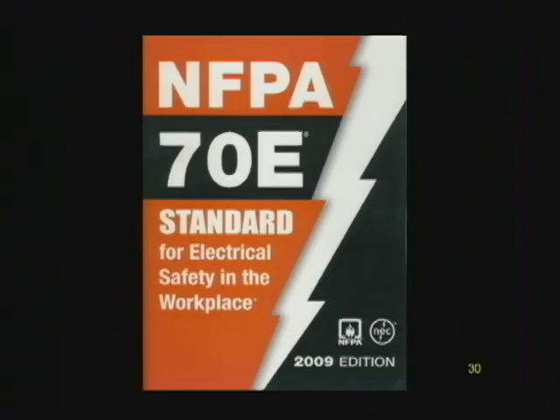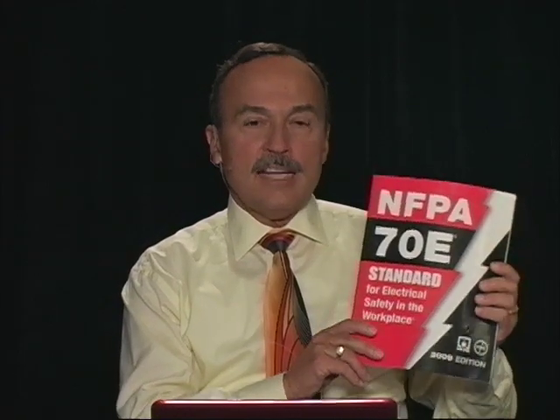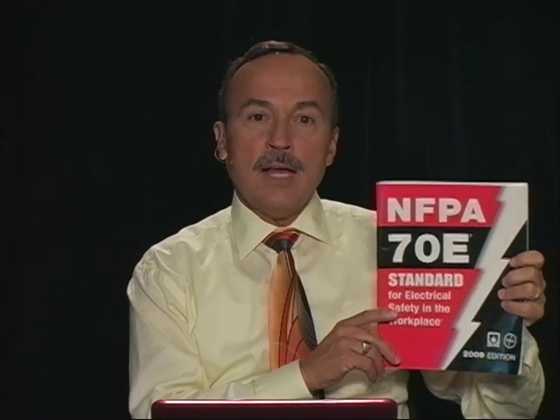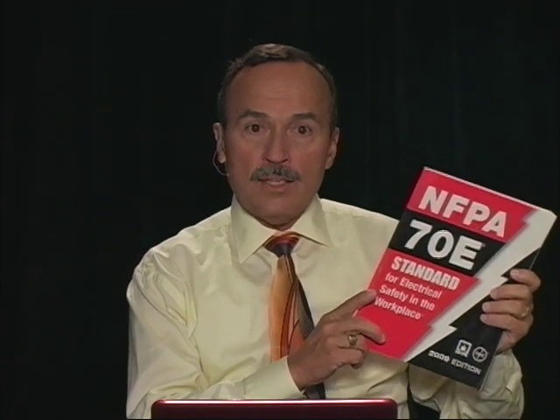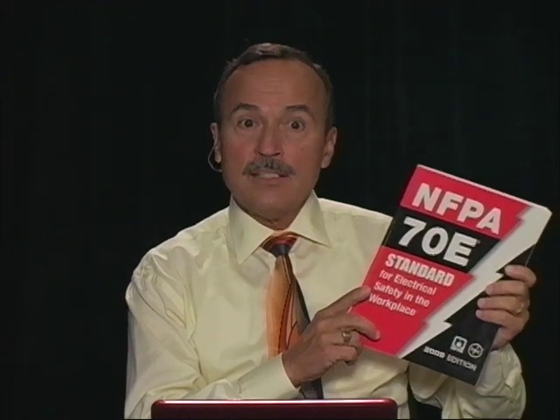All right. Now, what kind of label should we have? Well, NFPA 70E, Standard for Electrical Safety in the Workplace, gives information about creating an arc flash warning or arc flash hazard label. And it gives you details on how to calculate things and what's going on here. We'll talk about that in a second.